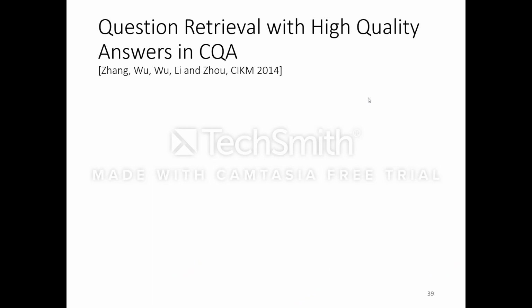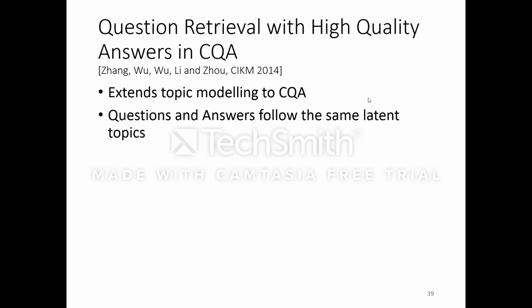Okay. So moving on, let us look at a much newer paper from CIKM 2014, which uses topic models. This is from the second category of papers, which use topic models. So this extends topic modeling to community question answering and retrieval. Questions and answers follow the same latent topic. That is the assumption that they use within this paper.